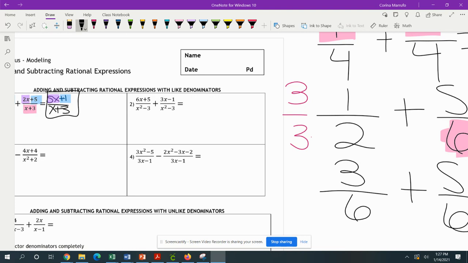Okay, looking at the next one, here we have (6x + 5) over (x squared minus 3) plus (3x minus 1) over (x squared minus 3). We do the same thing. So the denominator is x squared minus 3. That's our common denominator. And then on the top, we have 6x and 3x together. That gives us 9x. And then we have 5 and -1. We combine those. That gives us a +4. And that's it.